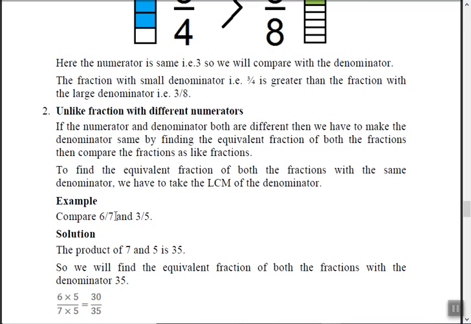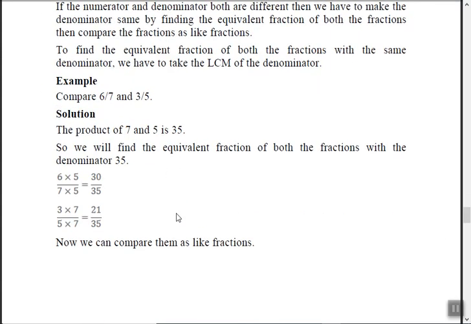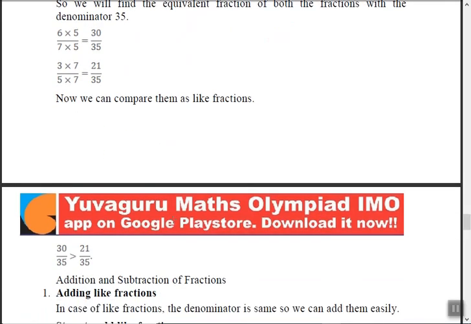Cross means what? 6 into 5. Denominator of one into numerator of the other. Similarly, denominator of the other into numerator of one. So 6 5s are 30, 7 3s are 21. Which is bigger? 21 and 30. So 30 is bigger. So that fraction will be bigger.